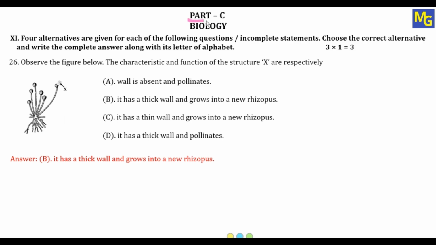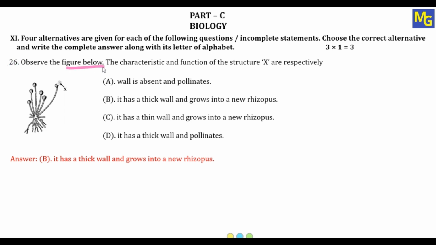So now we are going to start with part C, biology. In this, the first section, that is question number 11, four alternatives are given for each of the following questions or incomplete statements. Choose the correct alternative and write the complete answer along with its letter of alphabet. So it is a multiple choice question. This section carries three questions. Each question carries 1 mark. So in total we are going to get 3 marks from this section. So we'll start with question number 26.